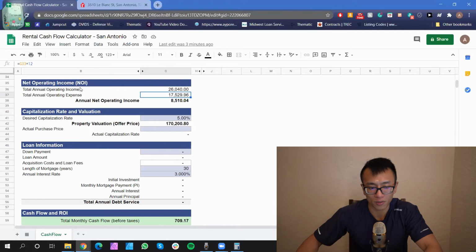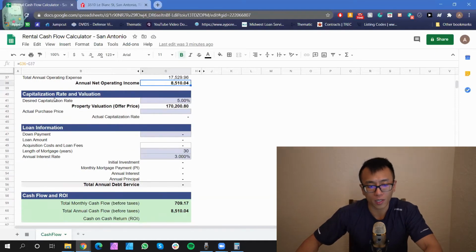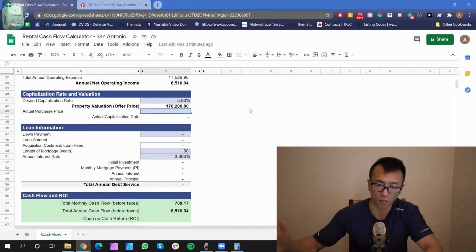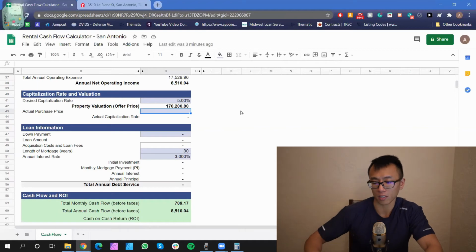Now here's the actual net operating income. So that means just your operating income minus your operating expense, which would come out to about $8,510.04 per year. And now we go into the capitalization rate, the cap rate and stuff. You don't have to worry about it. That's just a very semi-advanced terminology that you're not really going to care for. It's just an arbitrary number in this case, but anything above 5% is okay for your first investment. Let's just start off with that. I'm not going to go into much deeper than that, but let's keep on going.